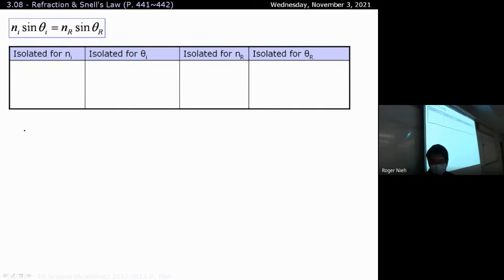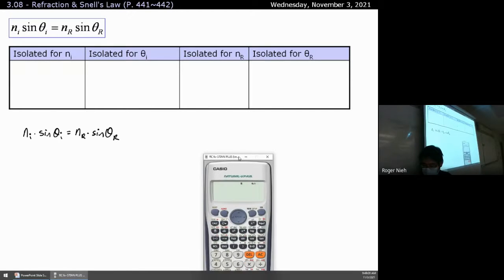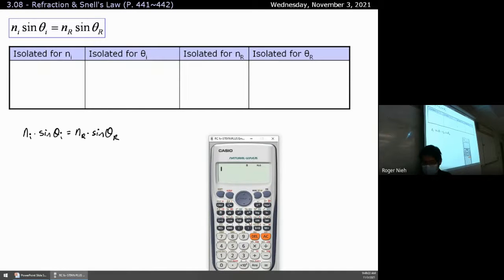First thing we're going to do is we're going to write out the equation as is. So Ni times sine theta I is equal to N subscript R times sine theta R. If you're wondering what sine is, it's a button that's available on your scientific calculator. If you look right over here, there is a sine button. You'll learn in math class what sine is. So if you have math second semester, I guess you have to be patient for that.